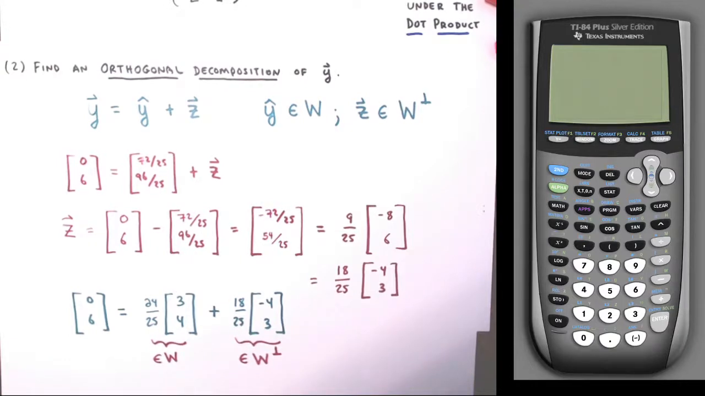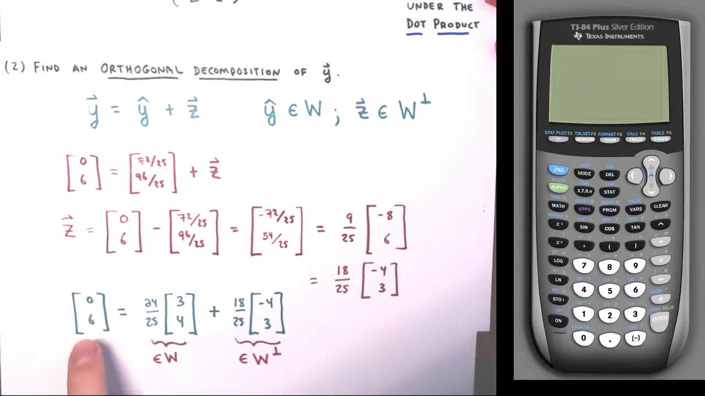And you can double check. Take the inner product of these two vectors. Now the scalars won't matter, so really all you're doing is taking the inner product of 3, 4 with negative 4, 3. You'd get negative 12 plus 12. That's 0. These are orthogonal vectors, as they should be.